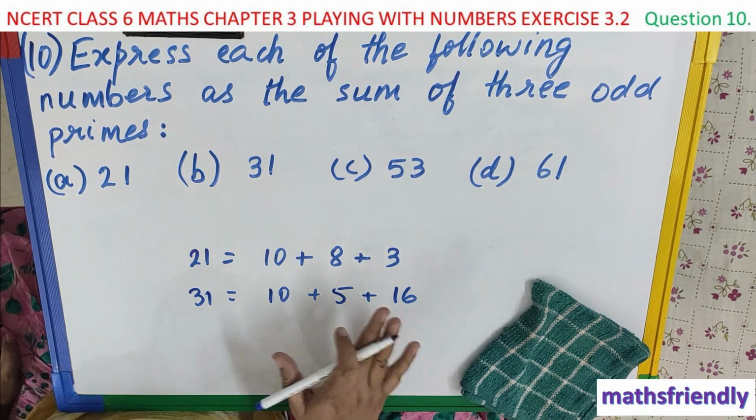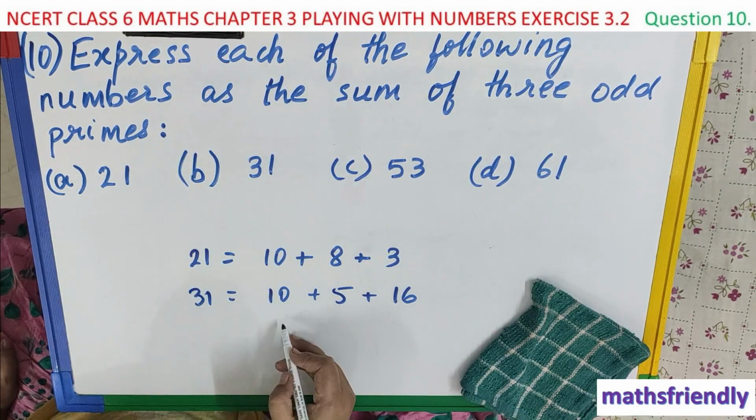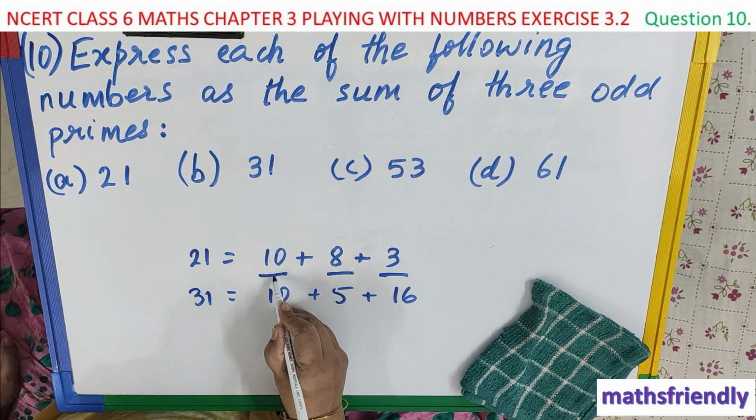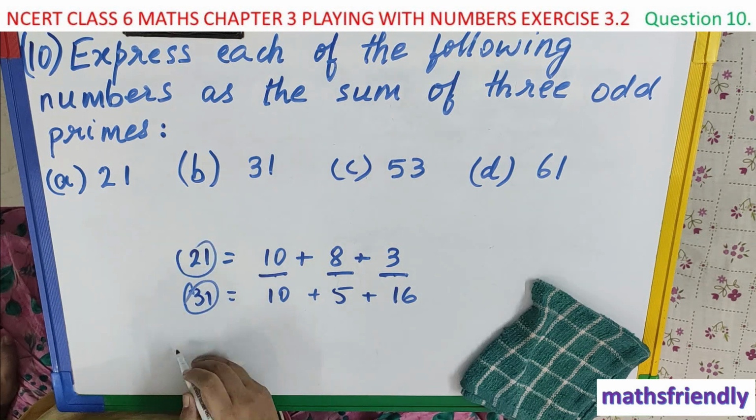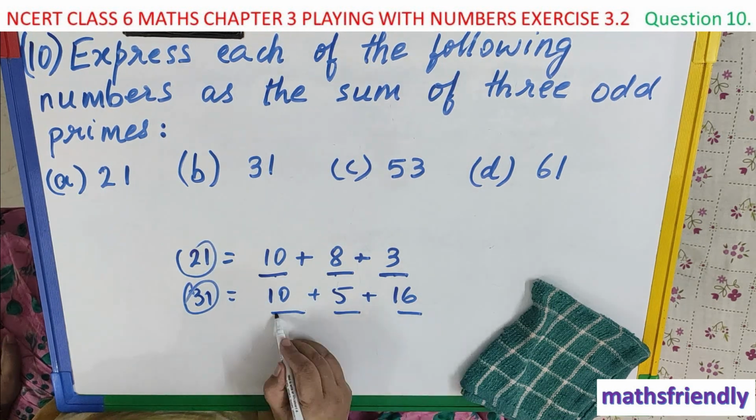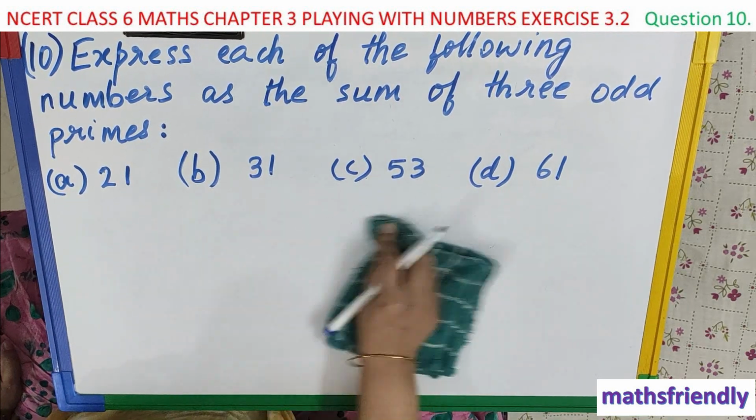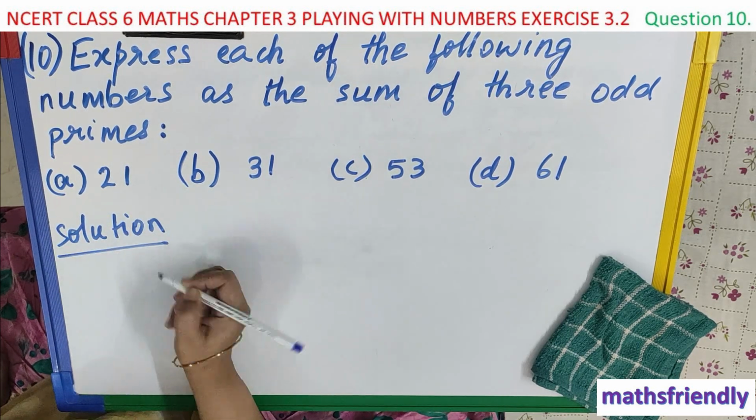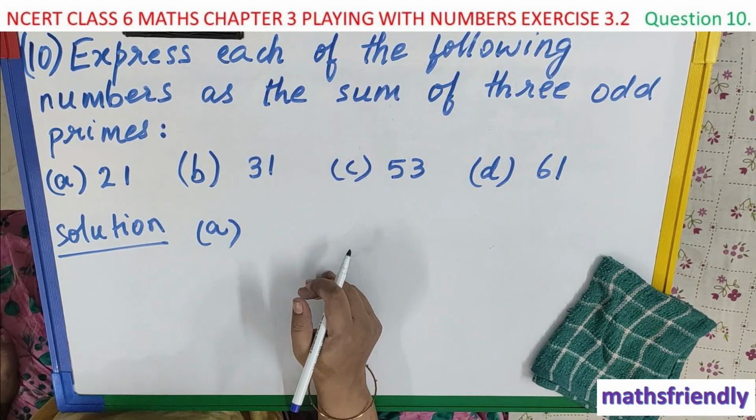But in this question we have to express these numbers as a sum of three odd primes, meaning all three numbers should be odd prime numbers. So for that, first we have to see what odd prime numbers are. Let's do the solution of each question one by one. First we have to know what odd prime numbers are.